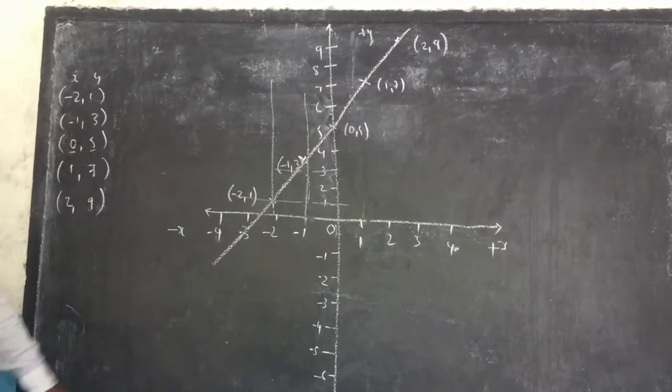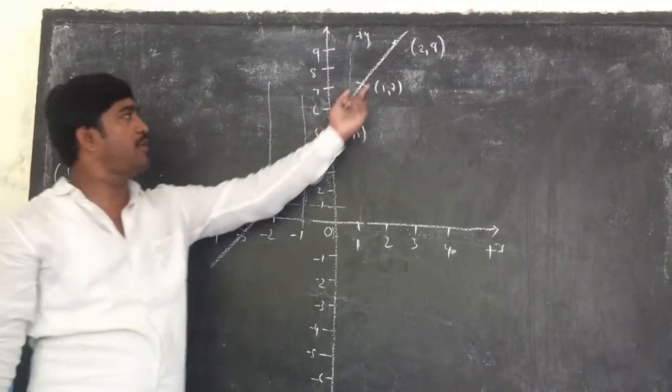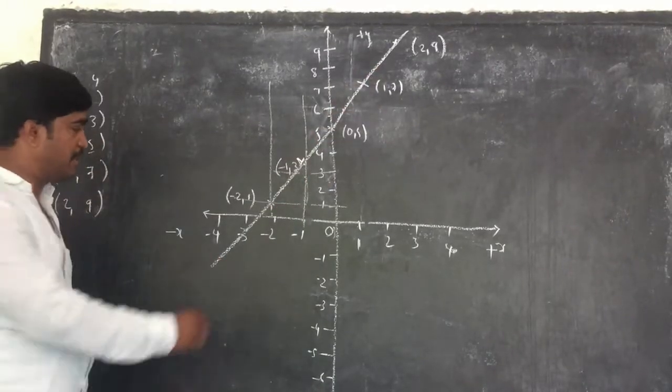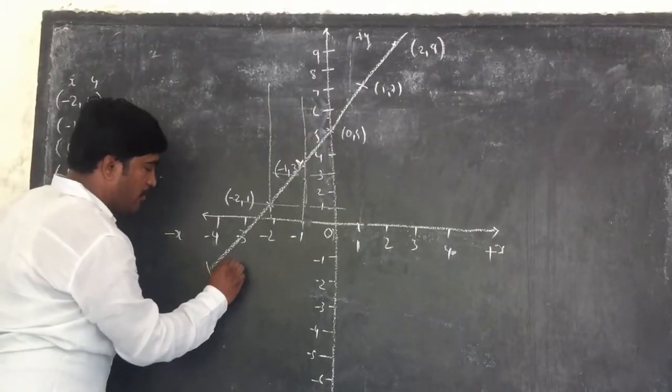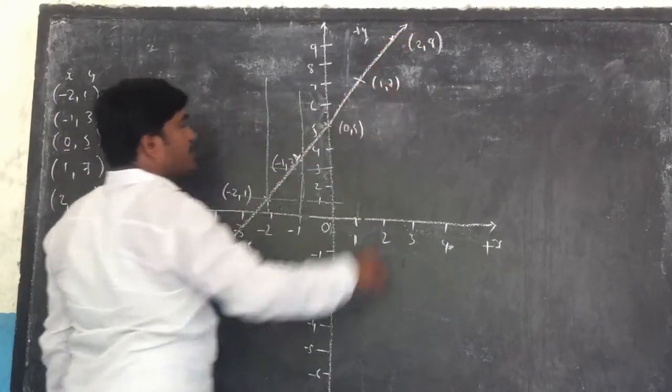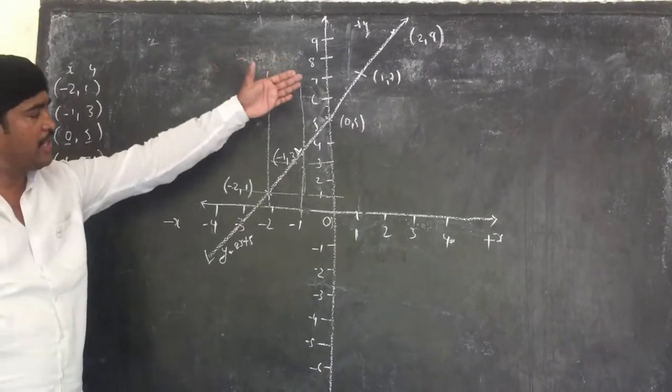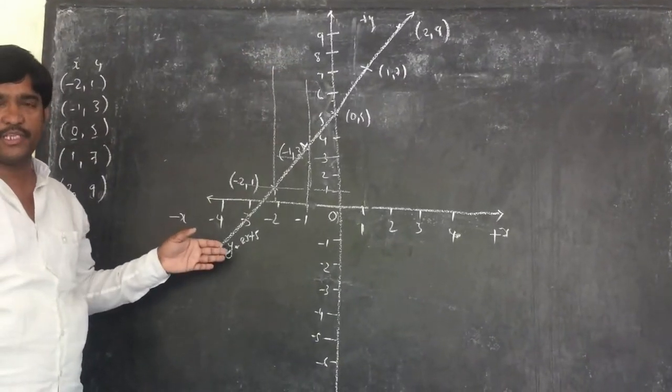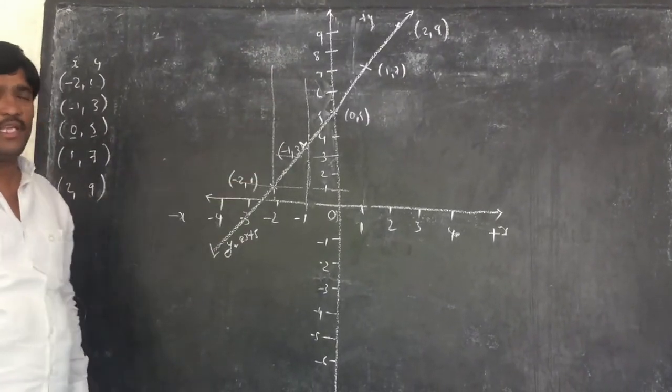Now if you observe, this line will be in the form of a straight line. The equation which you have written, y equal to 2x plus 5, is nothing but a straight line. After joining all the points, you can observe the points will be in a straight line. The points will form a straight line.